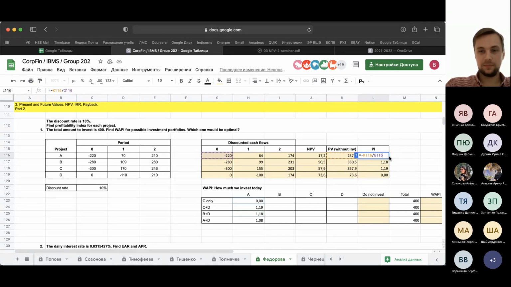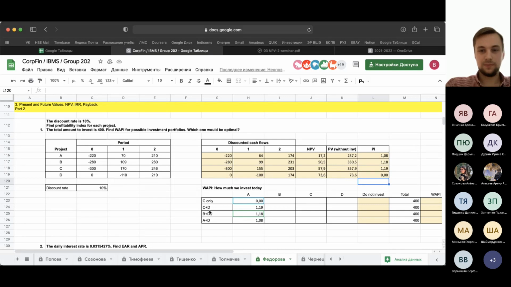What shall we do with project D? Yeah, that's a good question. So maybe can we consider the first period like investment? Well, actually, yes, the formula for the PI shows an error because we divide by 0. So I just put 0 there. Okay, well, Konstantin, maybe you can explain how to solve it for project D?